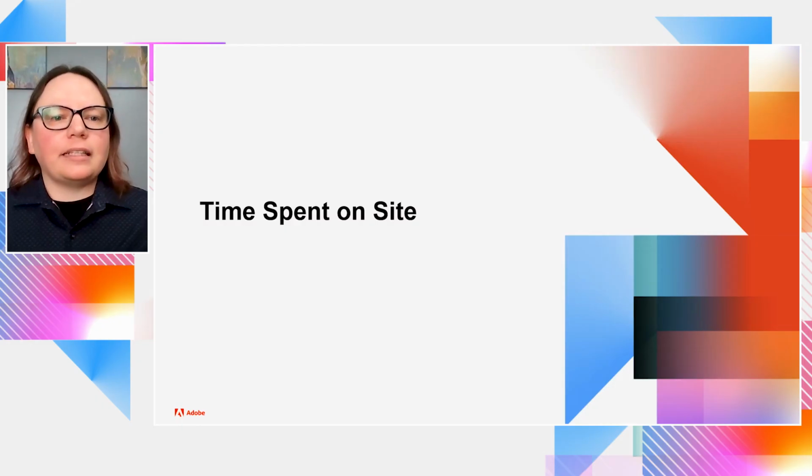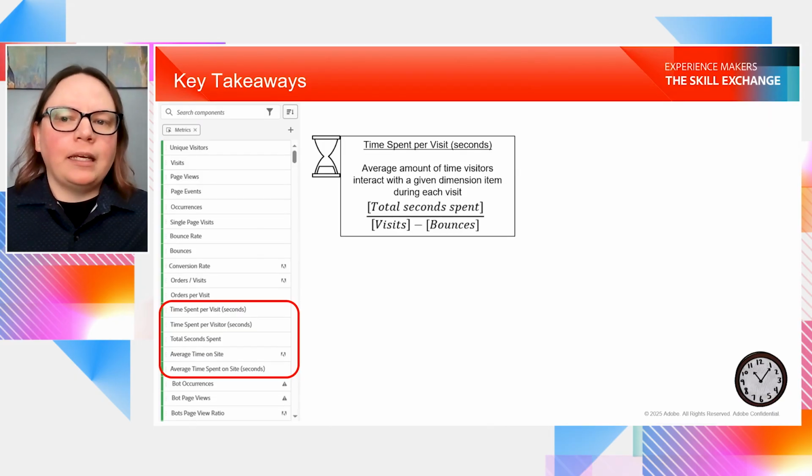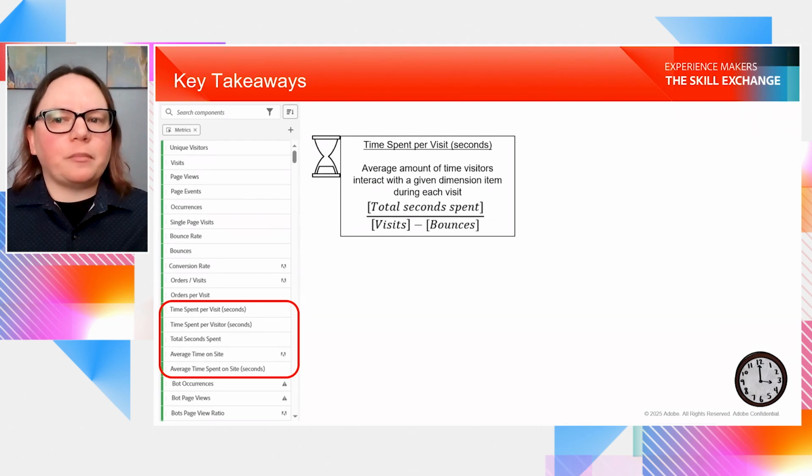So now let's look at time spent on site. Adobe has a number of different metrics used to describe how long someone is spending on your website. The first metric is time spent per visit in seconds. This gives you the average amount of time that visitors interact with a given dimension. It's calculated by taking the total amount of seconds and dividing that by the number of visits minus bounces.